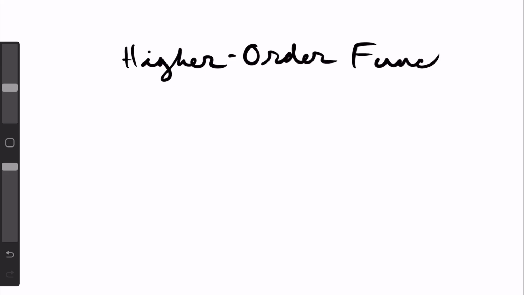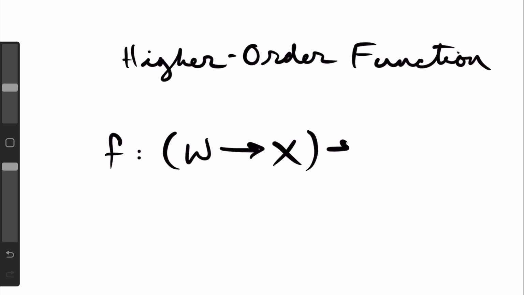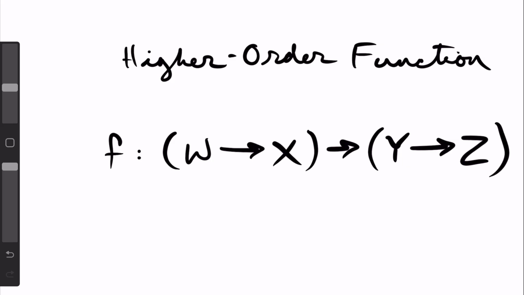I'll use parentheses to refer to arguments and results that are functions. So, (w → x) → (y → z) is a function whose argument is a function mapping w to x and whose result is a function mapping y to z.